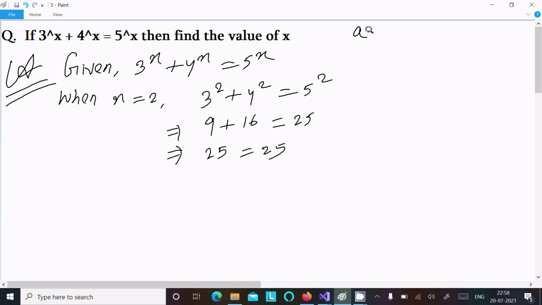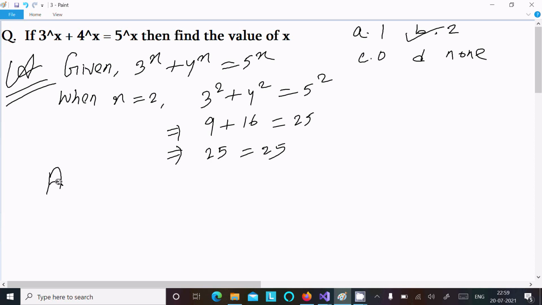So here if you have option A equal to 1, B equal to 2, C equal to 0 and D equal to none, you can directly take 2 because 25 is equal to 25. Now next I'm going to prove that x has only one solution, that is equal to 2.